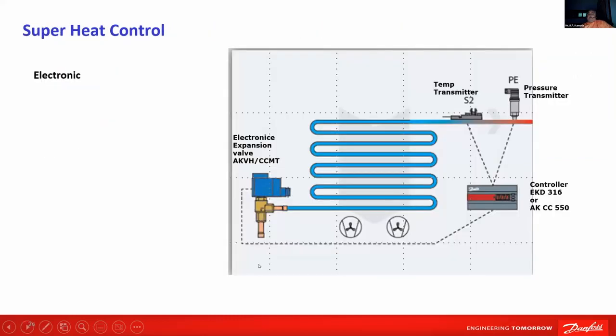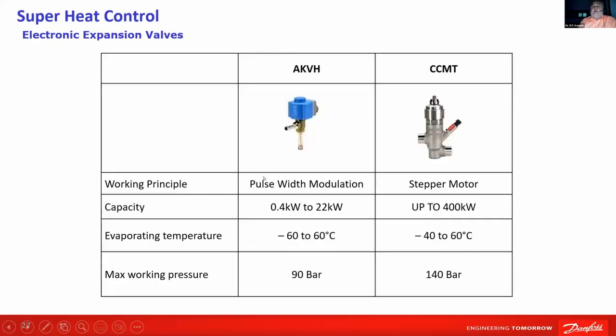Now, superheat control, it is similar to subcooling. Electronic expansion valve, you have a temperature transmitter, pressure transmitter, then you have a controller. It's just controlling the superheat. Means like a thermostatic, but this one shown is electronic. We have two types of electronic expansion valve, AKVH or CCMT. I will not get into details. This max pressure is 90 bar. This one is 140 bar.